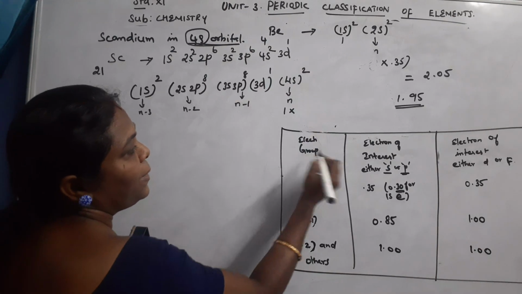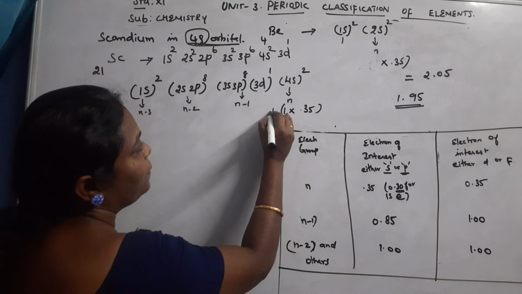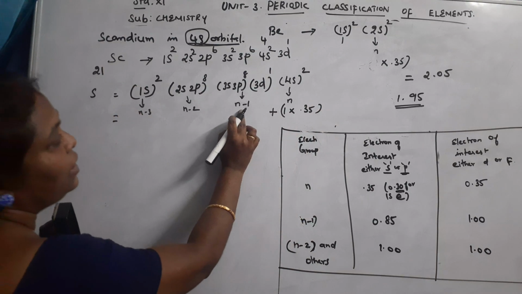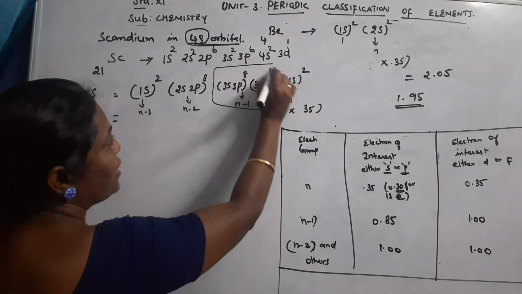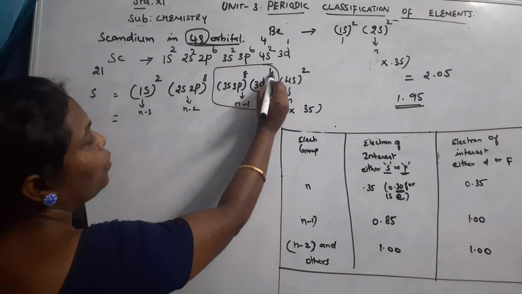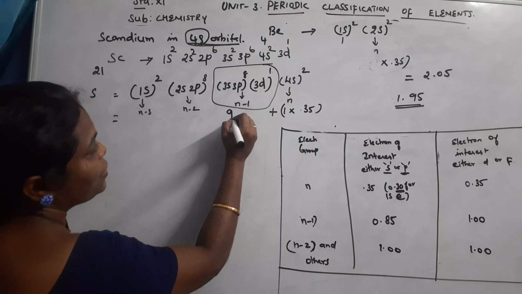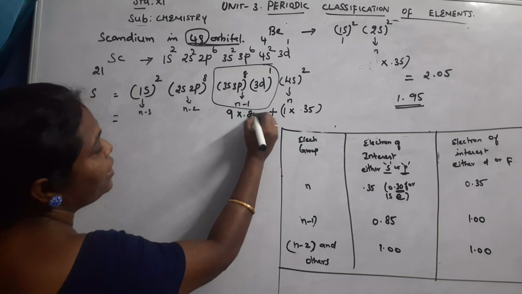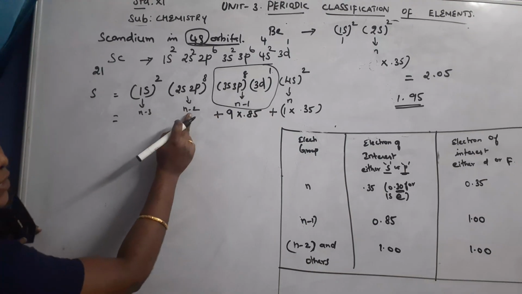1 into 0.35, plus. So in the n minus 1 shell, how many electrons are there? All of this corresponds to the n minus 1 shell: 3s, 3p and 3d. In total it contains 9 electrons, 8 plus 1, so 9 into 0.85, plus n minus 2 and others.